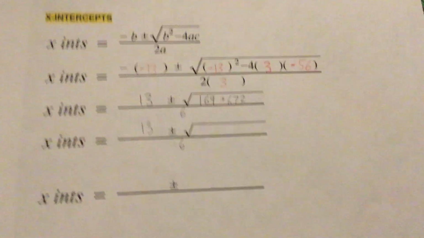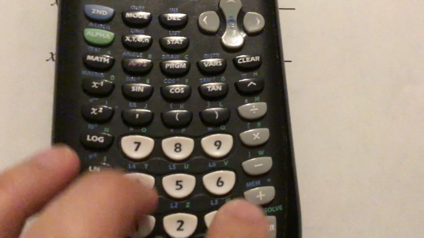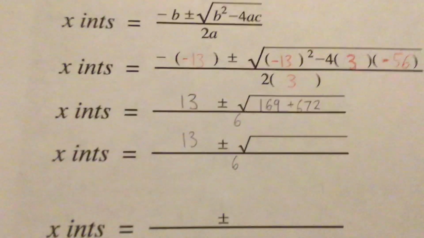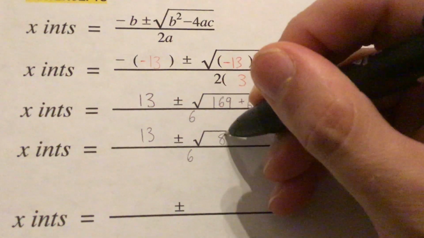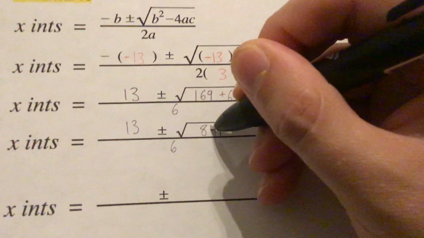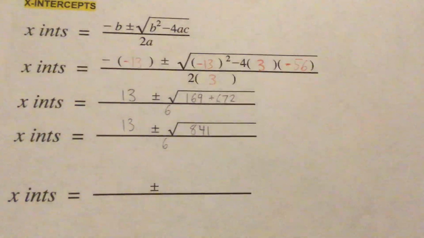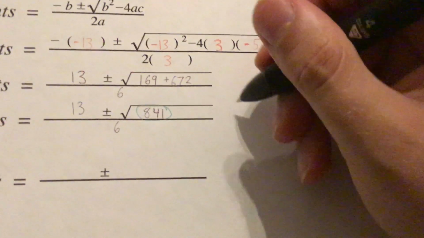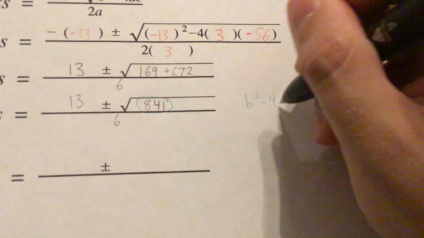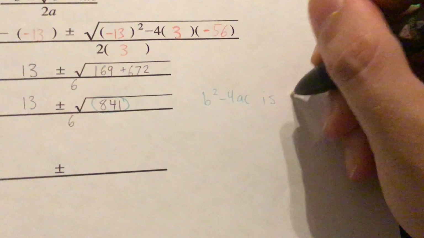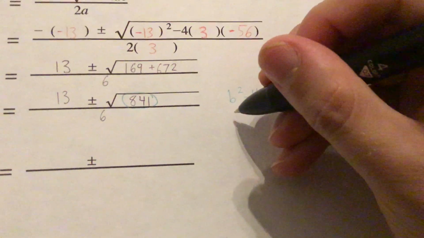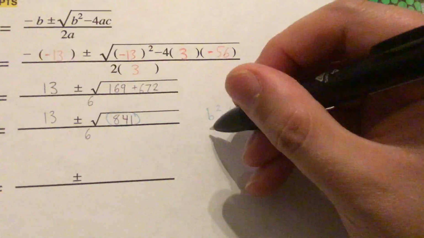And now I'm going to figure out what 169 plus 672 is. That'd be 841. Hopefully that is a perfect square. Well, either way, same old, same old. The discriminant is found. We know what the discriminant is. It's a positive number. So since b squared minus 4ac is positive, the quadratic trinomial has 2 real solutions.